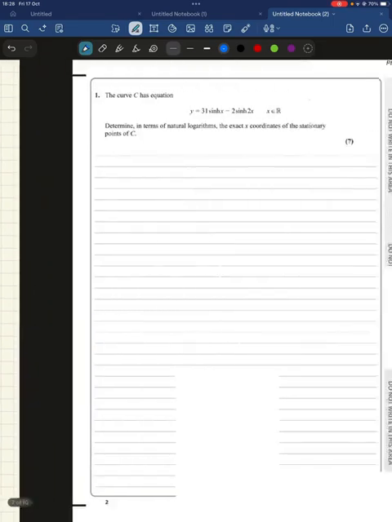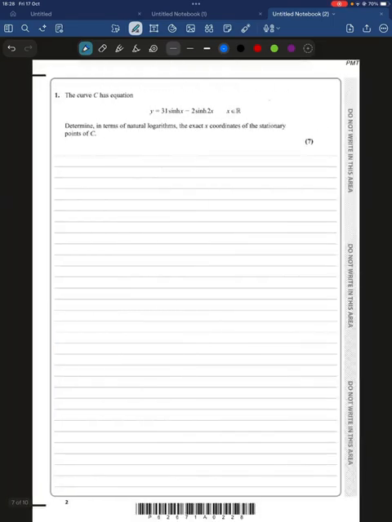Now let's try this exam question. It's a 7 marker, so oh my gosh, it's going to be a lot of working. It really isn't. So the curve C has equation y is equal to 31 sinh x minus 2 sinh 2x. Straight away we can see that we've got this sinh 2x, and here we've just got sinh x. So we're going to have to convert the sinh 2x in terms of just sinh x, because we have to get everything in terms of just one x.